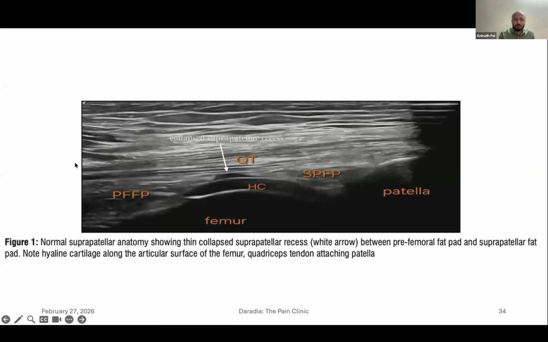So in this picture, this is a normal suprapatellar anatomy. Here we can see that on the right side, that's the patella. Left side, lower down, that's the femur with the hyaline cartilage. We can also see the suprapatellar fat pad, prefemoral fat pad, and the synovial recess is barely visible because right now there is no effusion.